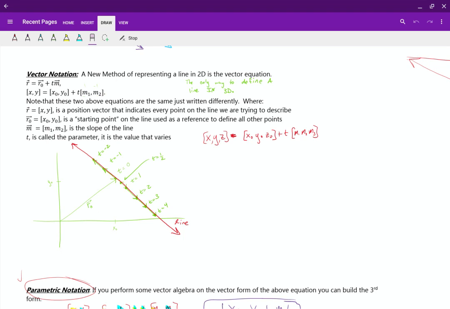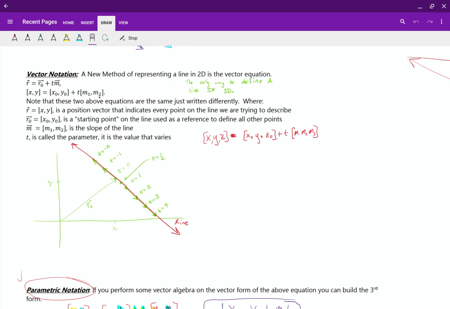So let me explain how this works. This is R equals R0 plus tM. What are these things? R is simply this x, y. Note that these two above equations are just the same thing written differently. So this is this. R0 is this. t is there. And M is this vector, okay?